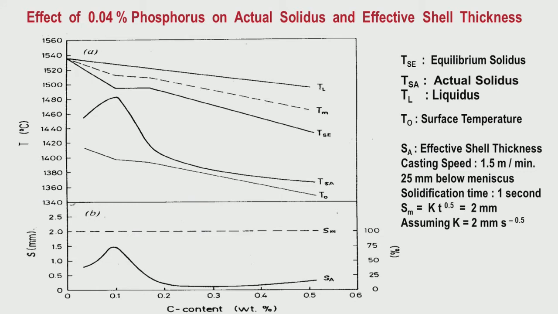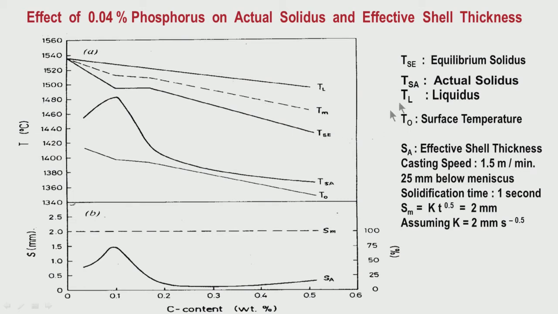Let us try to understand these figures. Now, all these have been calculated. So, these are calculated values and those have been plotted. So, TSC is the equilibrium solidus, TL is the liquidus. So, with carbon, how does it change? It is basically from the iron carbon diagram. If you look at the iron carbon diagram, you can see how the liquidus temperature and the solidus temperature change.